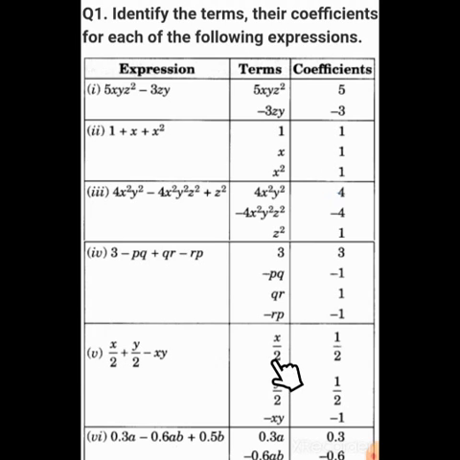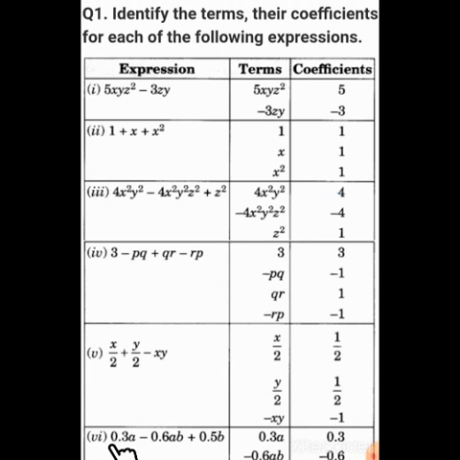Fifth one, x by 2 plus y by 2 minus xy. The first term is x by 2, the second term is y by 2, and the third term is minus xy. In the first term 1 by 2 is the coefficient, in the second term again 1 by 2 is the coefficient, and in the third term minus 1.